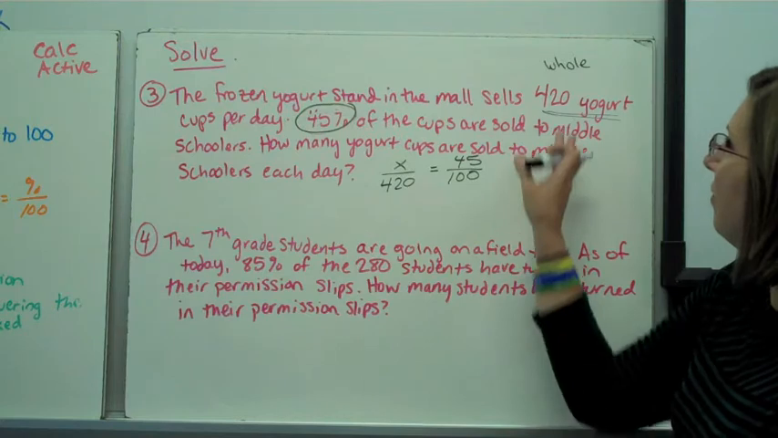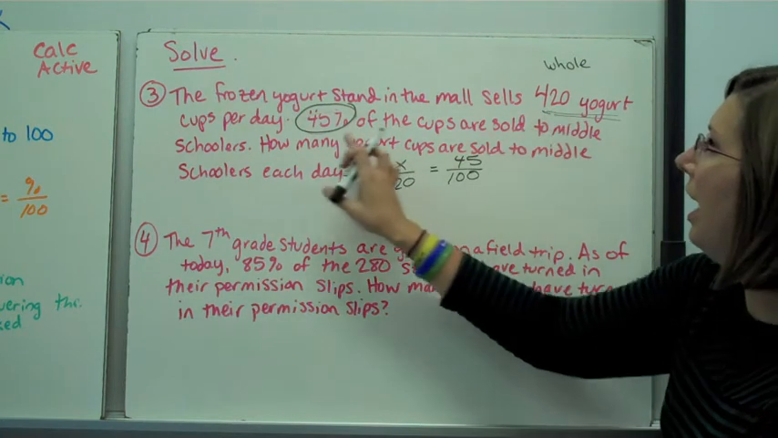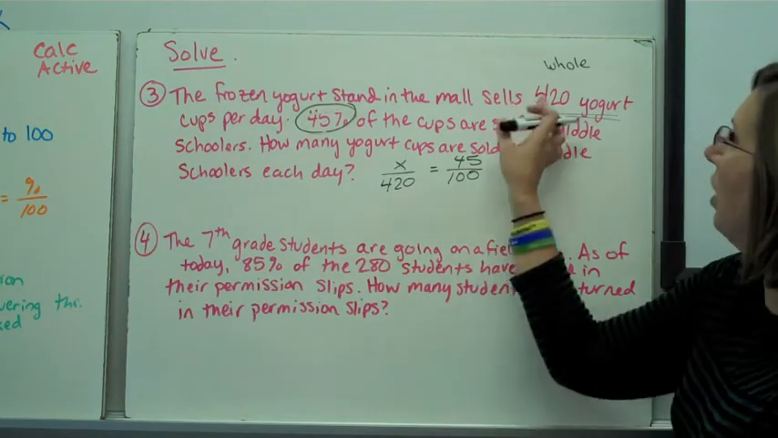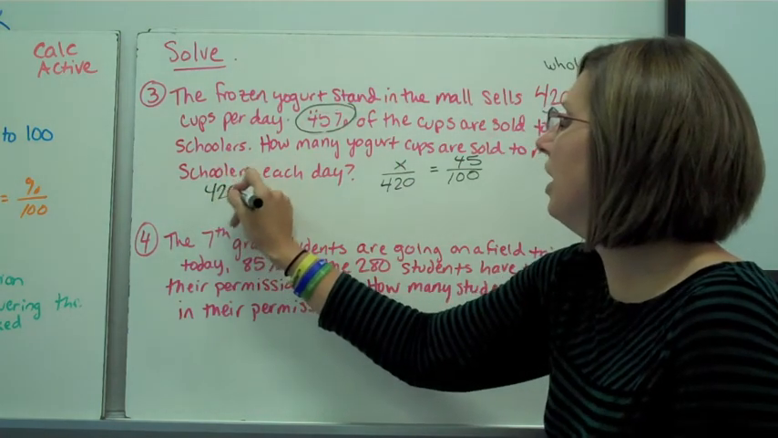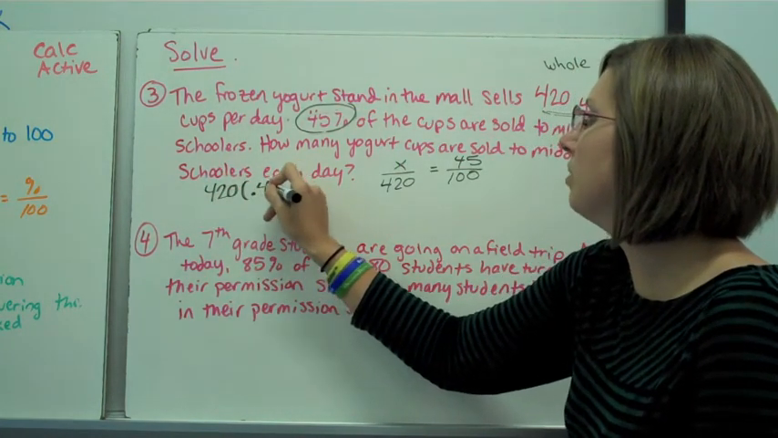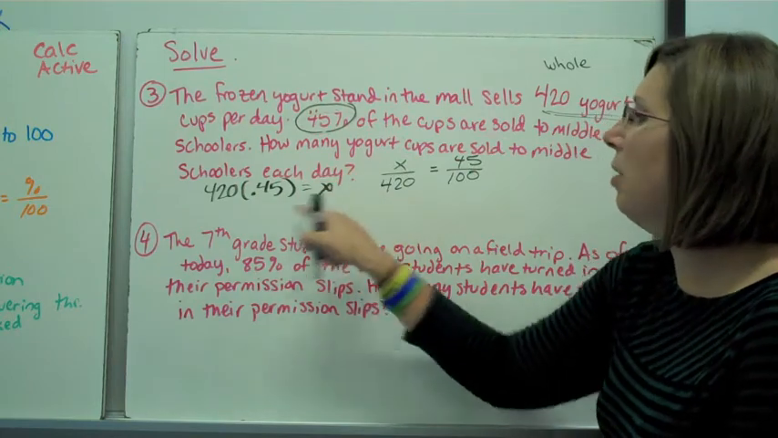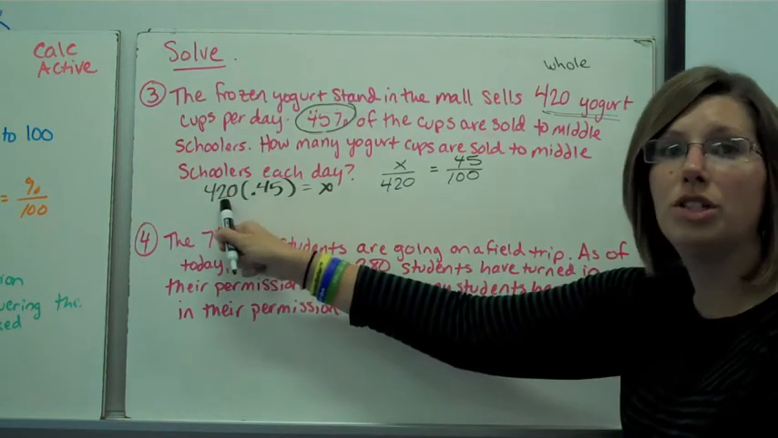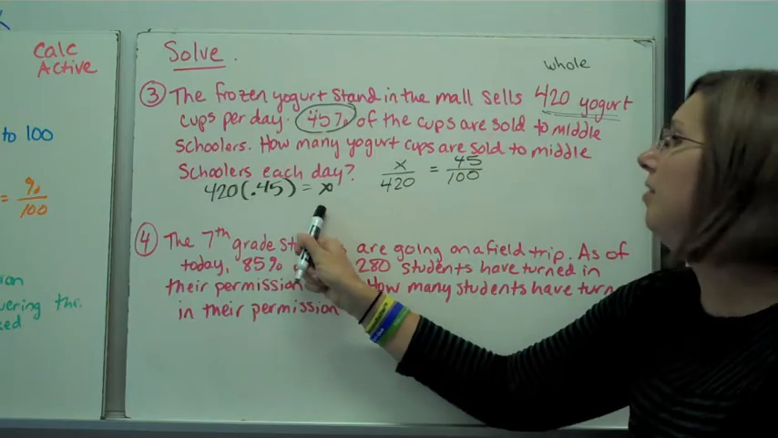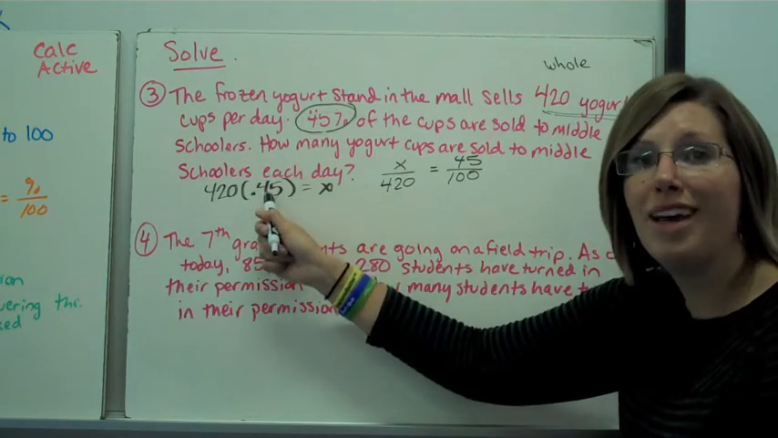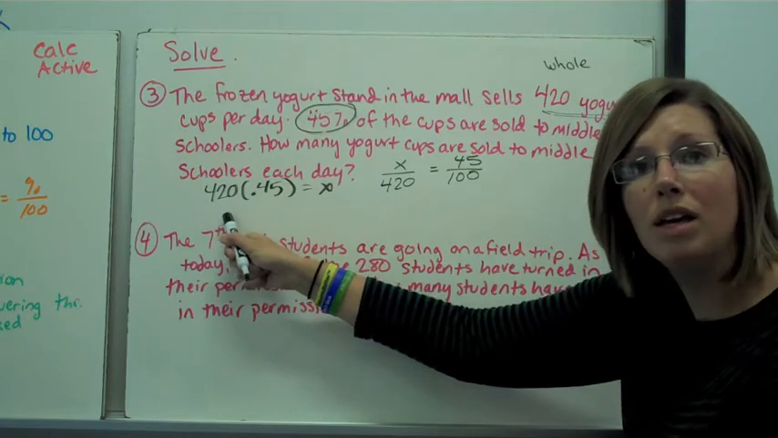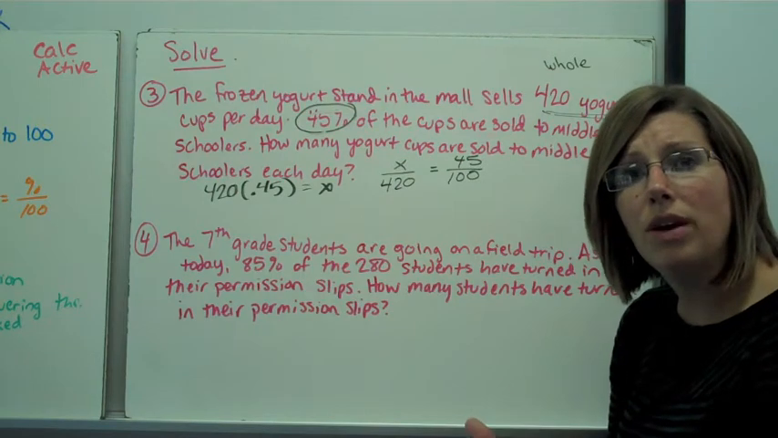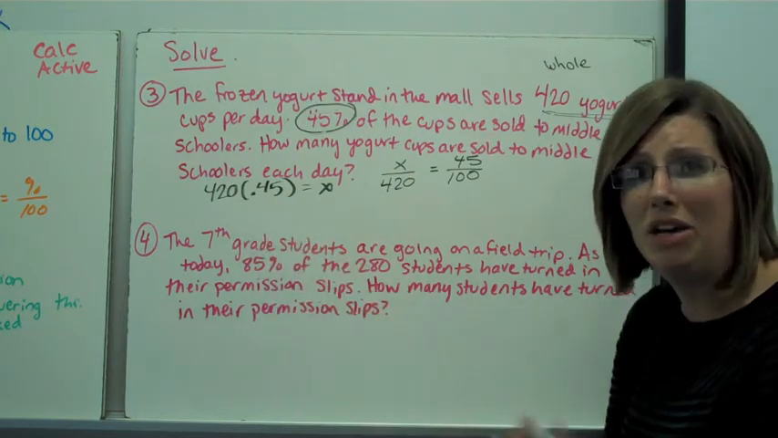So if I've got 420 yogurt cups and 45% of the cups are sold to middle schoolers, I'm just going to multiply 420 times my percent written as a decimal, and that's going to give me my part. I want to know what 45% of 420 equals. Remember, of means times. So in this case, the equation is more straightforward. All you have to do here is pick up your calculator and multiply it together and you get your answer.